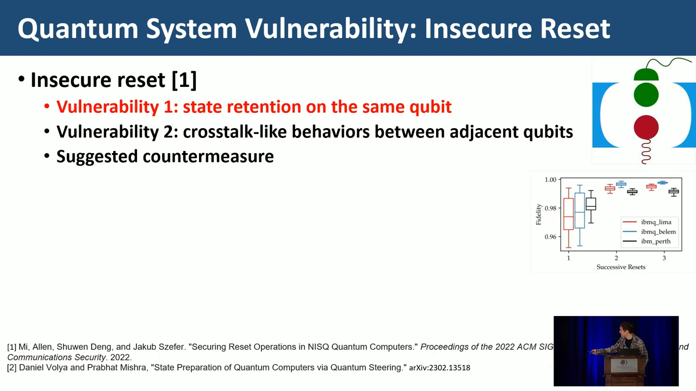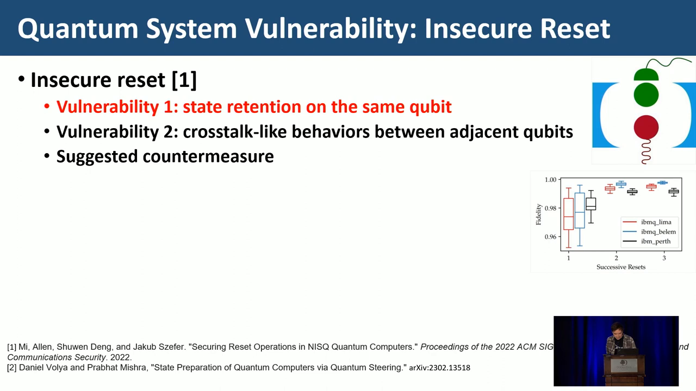You can see that here, showing how many consecutive resets you do. When you first reset it, you have high variability; you didn't reset it fully. That's the work Jakub's group did: we can extract some of the information. Their proposed countermeasure was to reset it several times, and they showed that their machine learning algorithm couldn't pick up on that extra information.